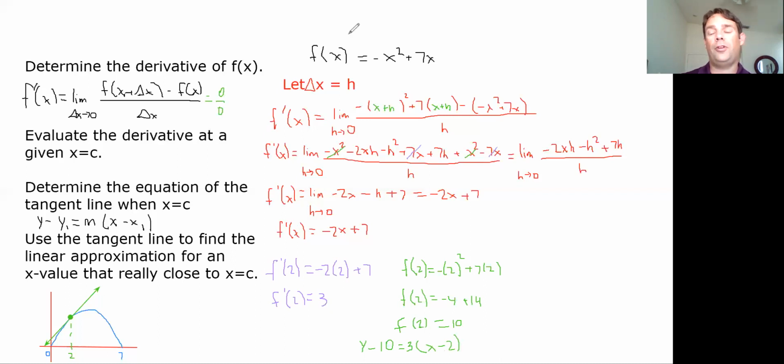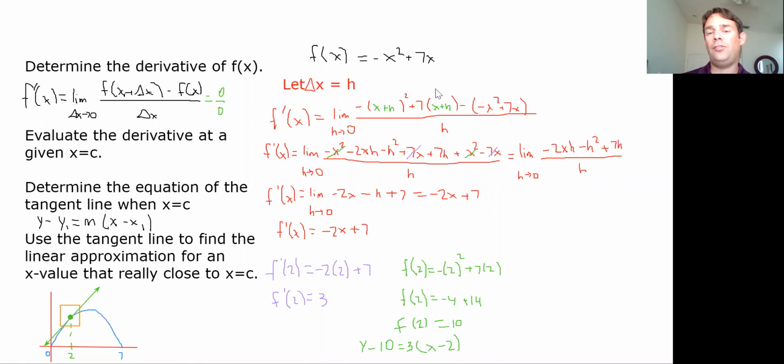Now the last part's going to ask that I do a linear approximation. And here's what I mean by a linear approximation. Notice, if I were to zoom in real close up to this point, the equation of the tangent line would be very close. The y values would be very close to the y values of my original function.